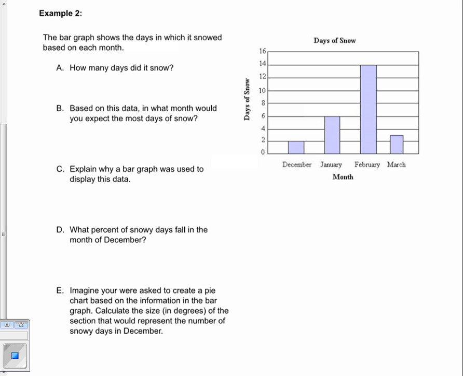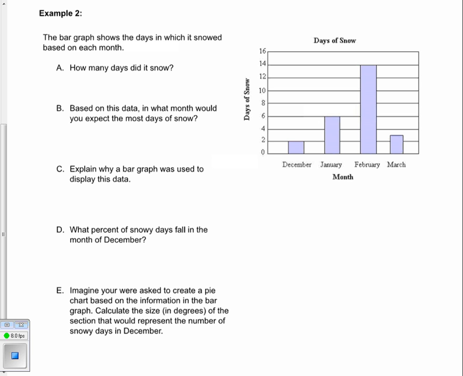In example 2, we're going to use a bar chart. We've already talked about how a bar chart is really useful for discrete data as well as categorical data. This particular bar chart shows the number of days that it snows each month. So let's first figure out the total number of snow days that we had in this particular winter.